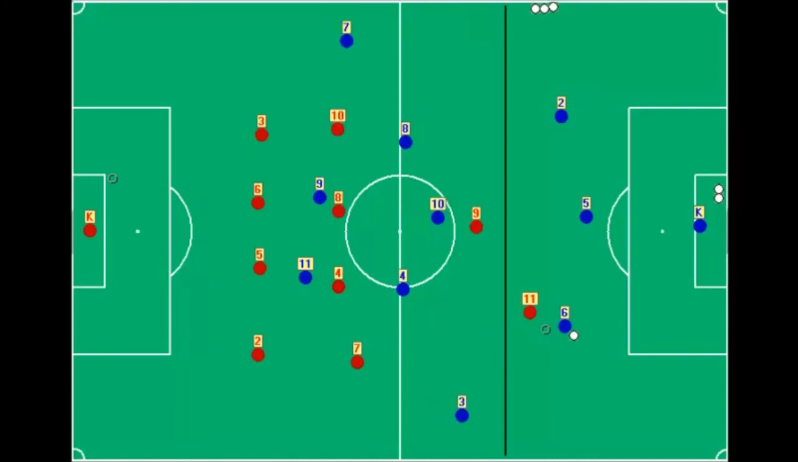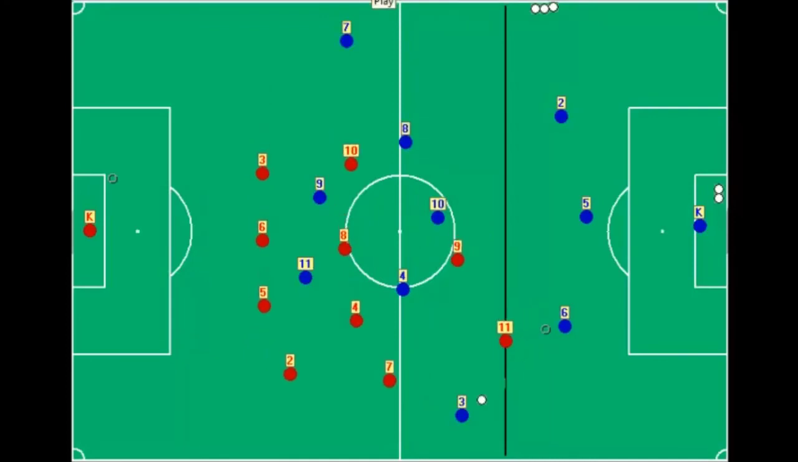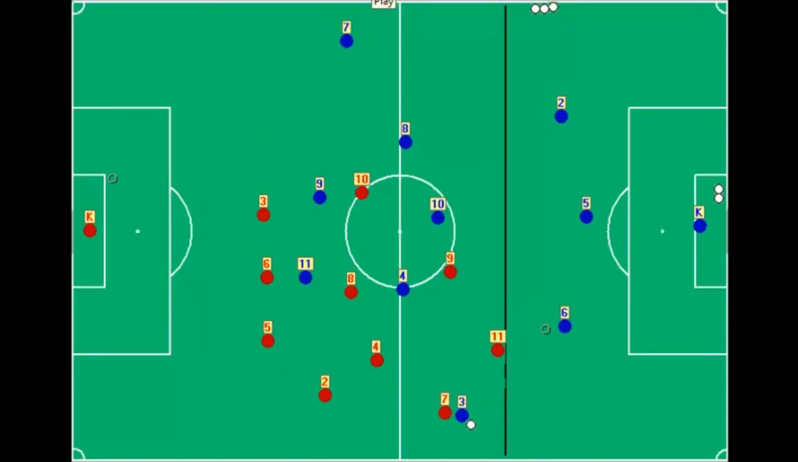And this is how it's going to look in terms of movement. Here we go, everybody shifts towards the ball and creates numbers up around the ball.